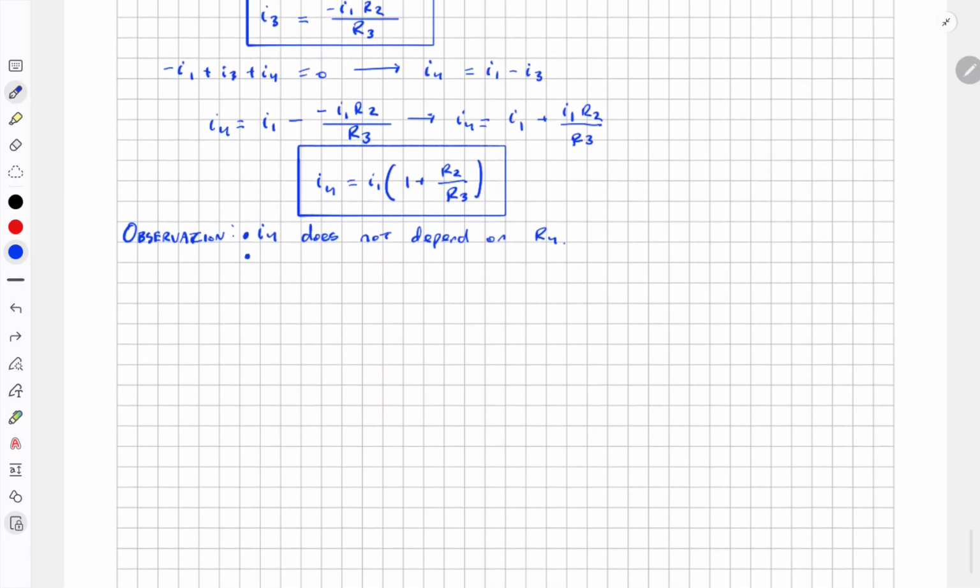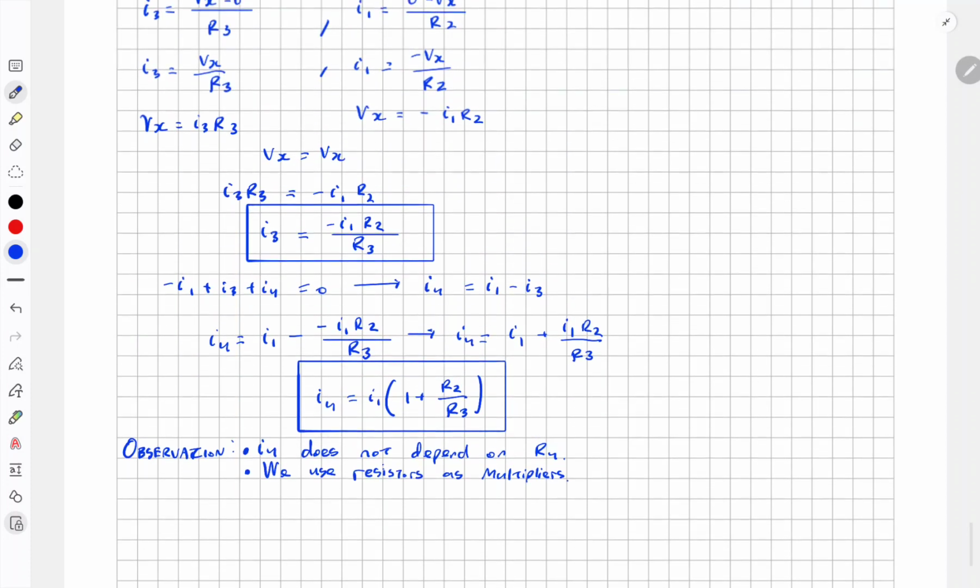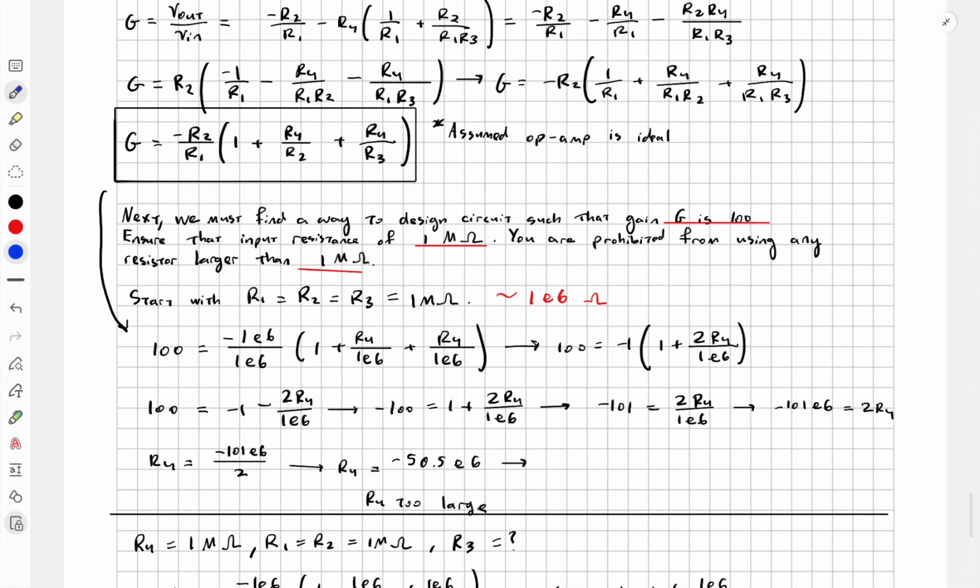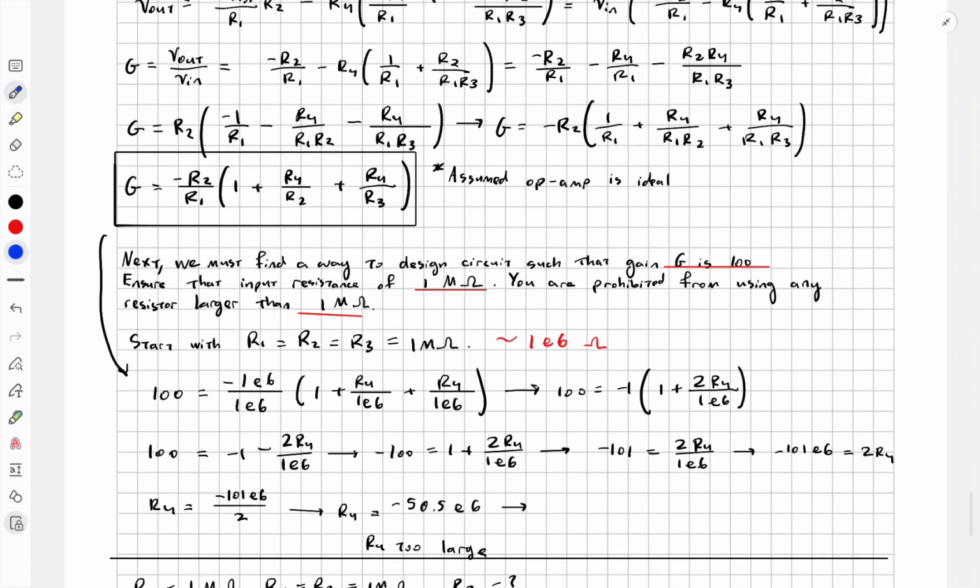The other thing that they want us to observe is that we use resistors as multipliers. What they mean by that observation is like this multiply here plus this multiply here plus this multiply here. So by the principle of multiplying and dividing the resistor values, we arrive at gain. That's the observation they want us to make.